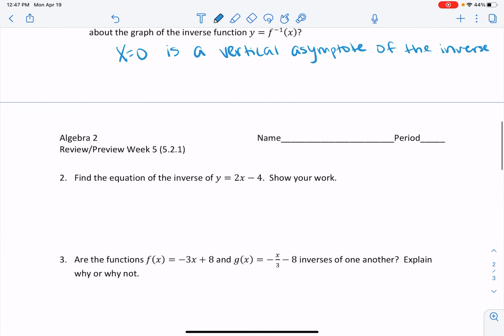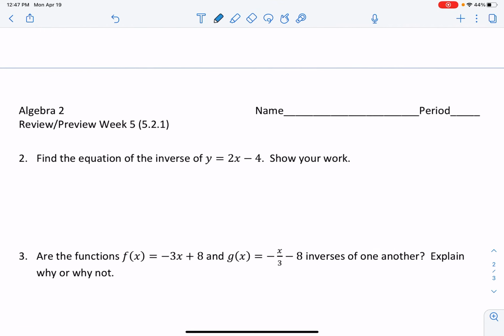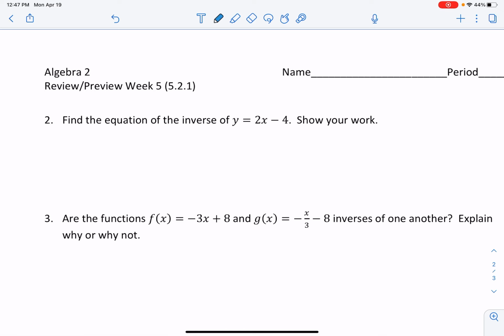Okay, number 2 says find the equation of the inverse of y equals 2x minus 4. So we need to flip around x and y first. So we have x equals 2y minus 4. And then we're going to solve for y. So to solve for y, I'm going to go ahead and add 4 to both sides first. So that leaves me with x plus 4 is equal to 2y. Then I'll divide both sides by 2.